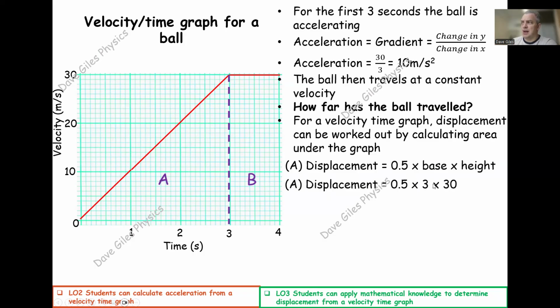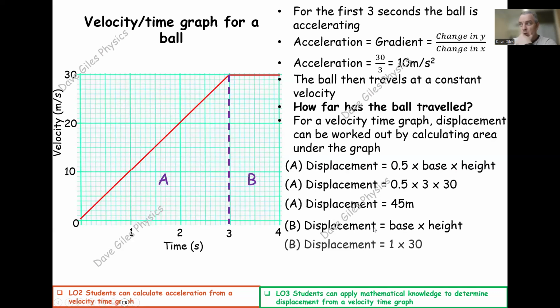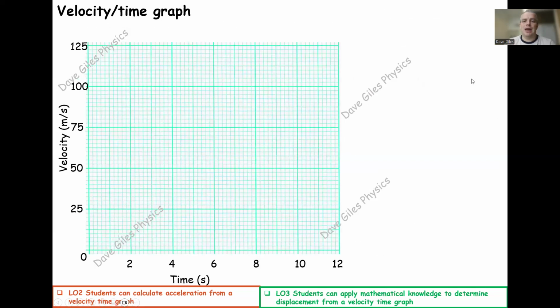Half times 3 times 30, which is 45 meters in section A. In section B, it's a rectangle, so the displacement is just the base times the height. So it's 1 times 30, which is 30 meters. So the total displacement is 45 meters from section A plus 30 meters from section B, so 75 meters. Now, we'll do one that's a little bit more complicated, probably harder than anything you would get at IGCSE, but if you're comfortable with this, then you should be good with the stuff you get at IGCSE.